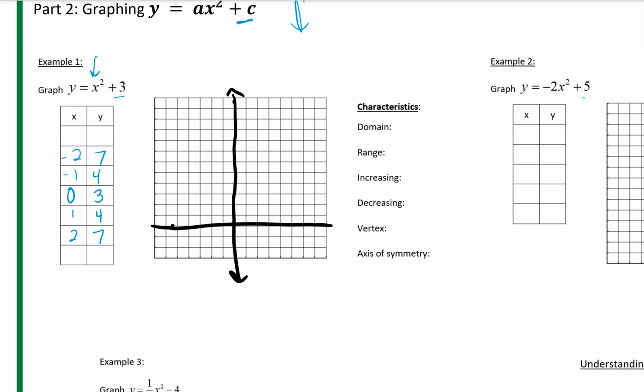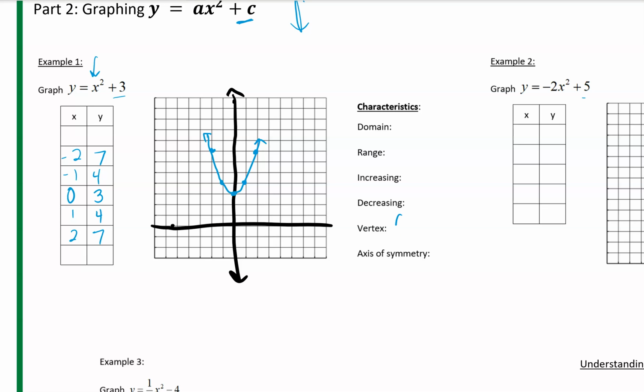Our vertex is at 0, 3. So we're going to go over 0 and up 3. We have the point -2, 7, so left 2 and up 7. -1, 4, so left 1, up 4. +1, 4, so right 1 and up 4. And +2, 7, over 2 and up 7. We'll just sketch our graph there.